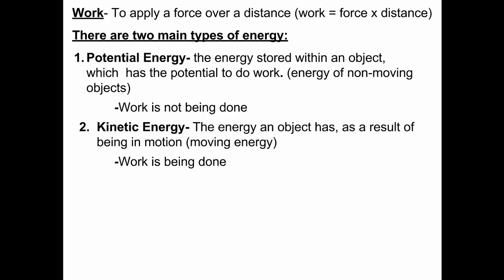When potential energy is at 100%, there is no work being done because there's no distance in the formula or in the object. The object is not moving, it's not going a distance. In kinetic energy, it's moving energy, so there is distance. The object is covering a distance, so work is being done.